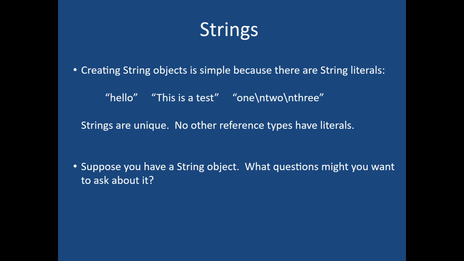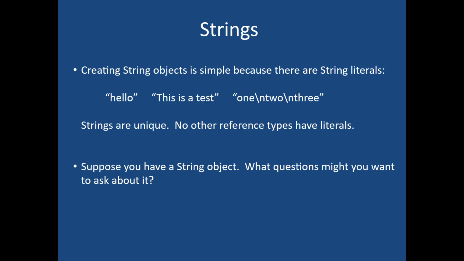String objects have a special status in Java because they have literals. If you want the string hello, Java provides the syntax where you just put double quote hello, and then you have the string hello. It doesn't provide this for any other kind of data defined by classes. So there are 3 examples of string literals.